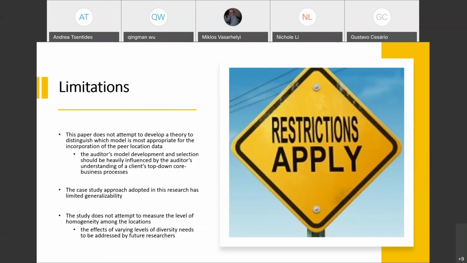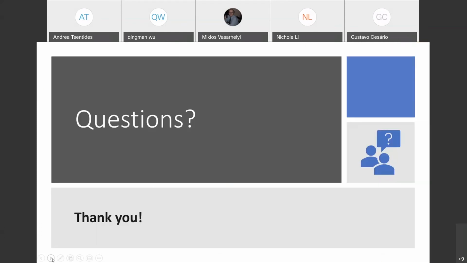Also, we need to keep in mind that this was a case study, so it limits the generalizability of the findings, and we have to be careful how we interpret that. And one more thing is that this study does not attempt to measure the level of homogeneity among the locations. We said that it was the same line of business, but there was no measure of how homogeneous those locations really were. So the effects of varying levels of diversity need to be addressed by future researchers. And I think that's it.